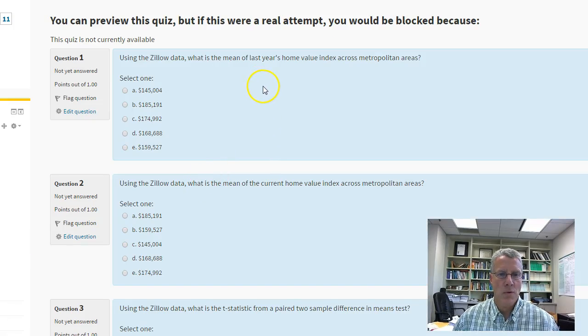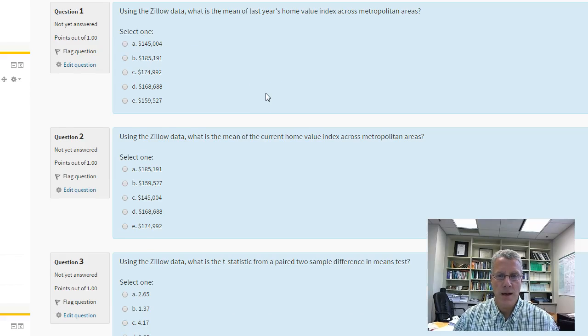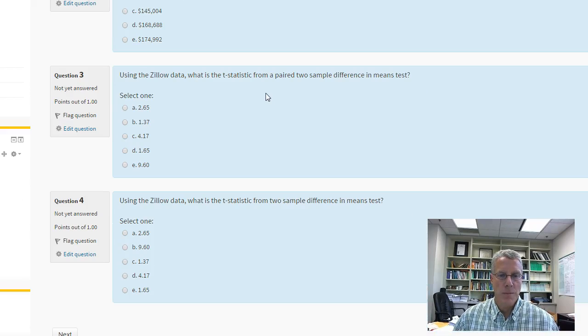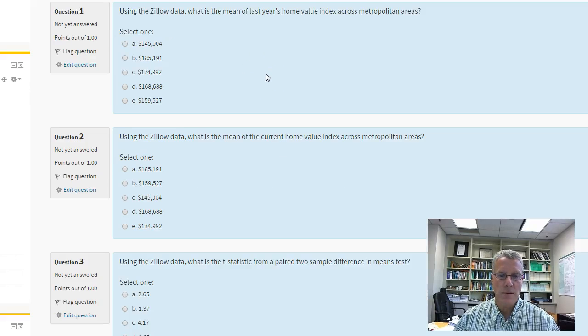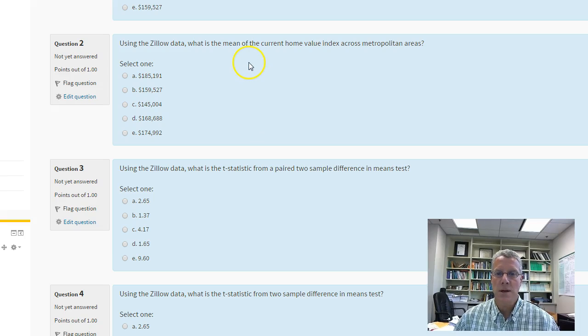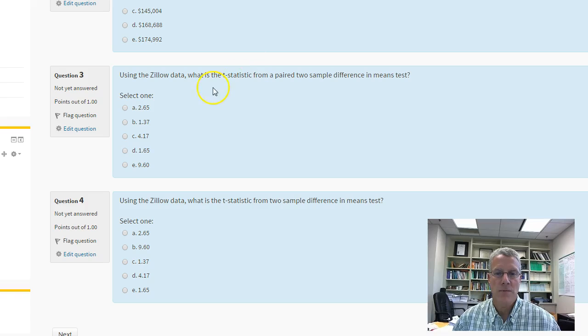There are 12 questions, and the first 4 ask you to use the Zillow data. We're going to do a paired comparison t-test. The first question asks you to estimate the mean of last year's home value index. The second asks you to estimate the mean of the current home value index. The third asks for the t-statistic from a paired 2-sample difference in means test.